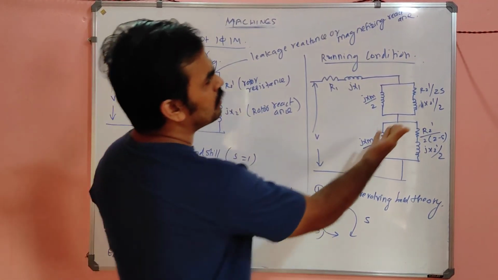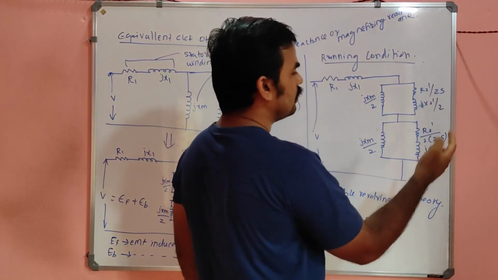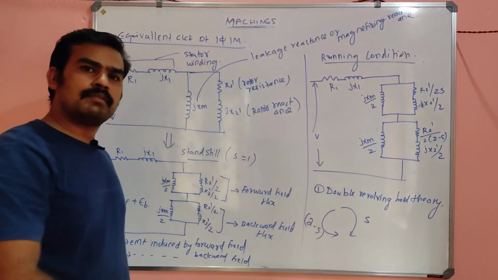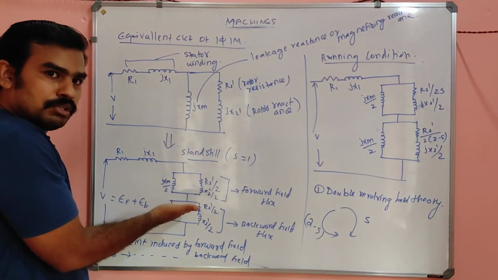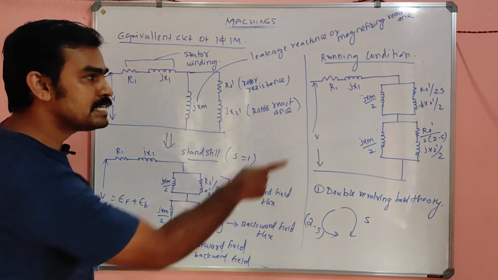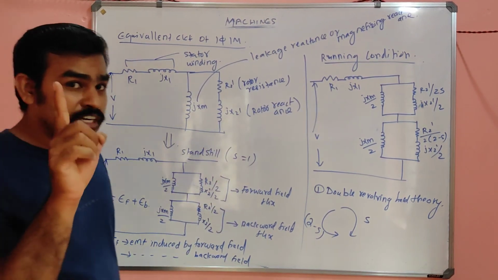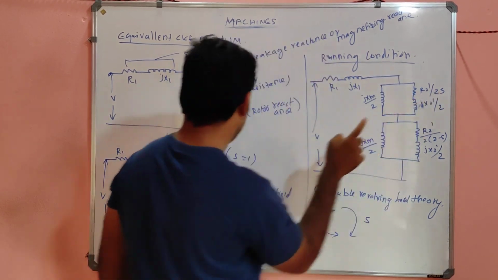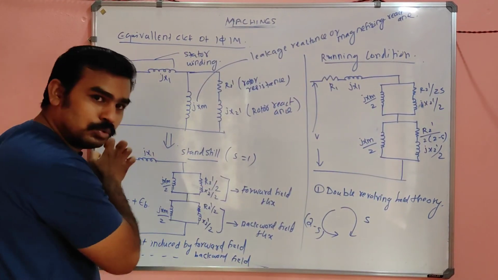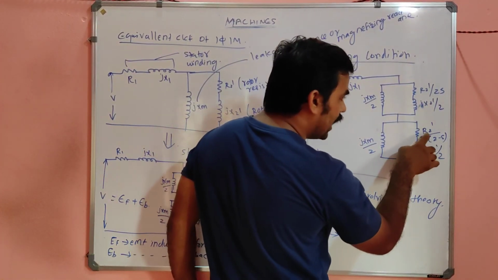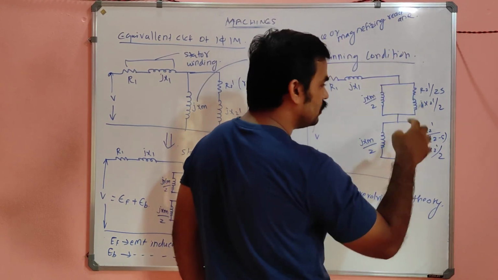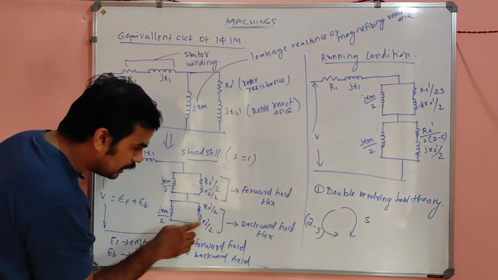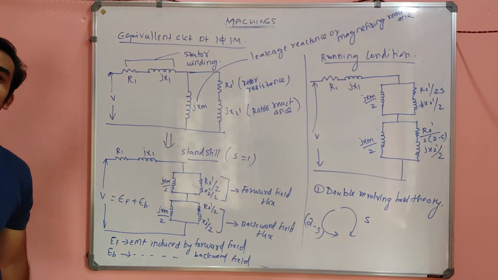Why, sir, do you take R2 dash by 2s in one and R2 dash by 2 into 2 minus s in the other? Is that the same as this? Yes. Put s equal to 1 there. What will be? R2 dash by 2. Put s equal to 1 here: R2 dash by 2 into 2 minus 1, it is 1. So R2 dash by 2. So there is no change.